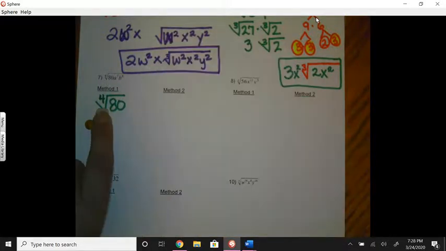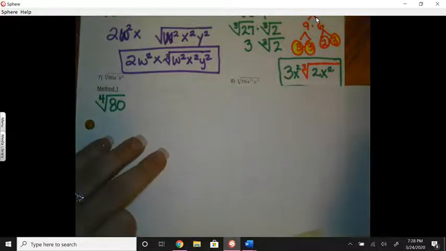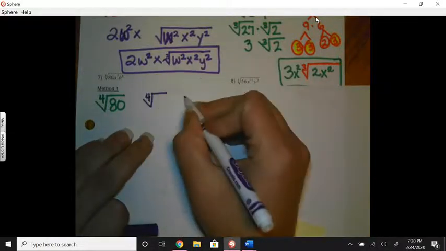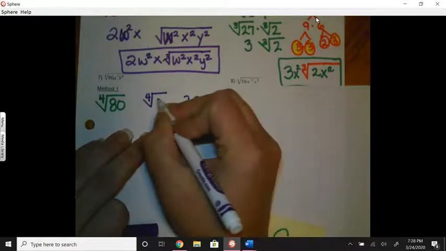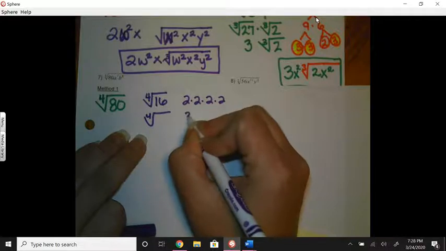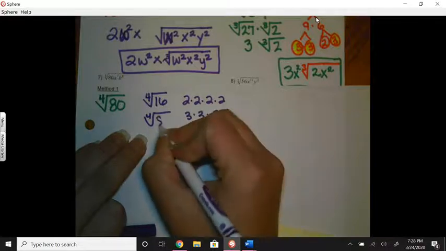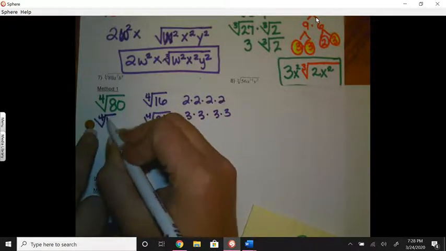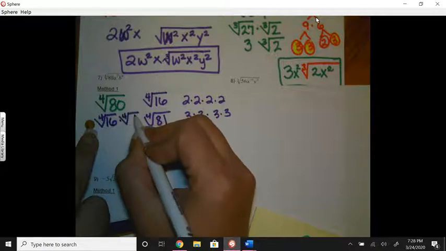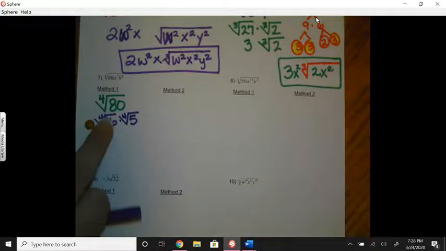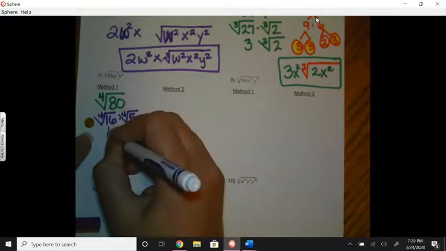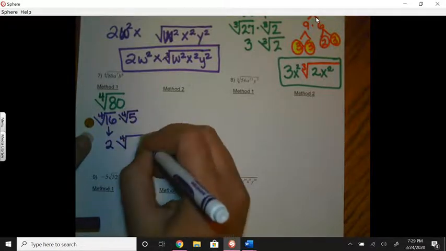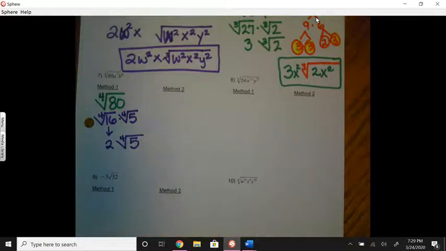So if we wanted to simplify this using method 1, we would have to make a list of perfect fourth roots. So we would have 2 times 2 times 2 times 2 is 16, and then 3 times 3 times 3 times 3, that's 81, etc. Since 16 goes into 80, we can write it as the fourth root of 16 times the fourth root of 5. And then what times itself 4 times is 16? The answer to that is 2. And then this can't be simplified any further.